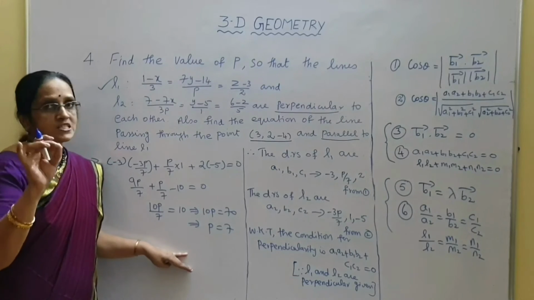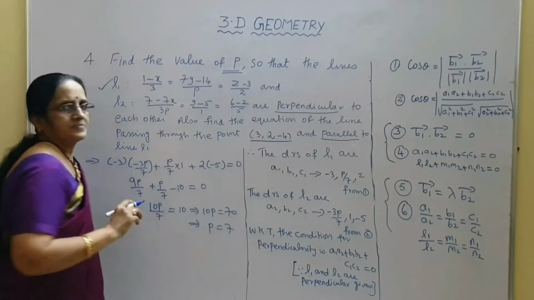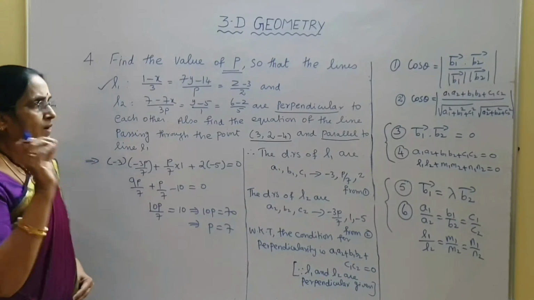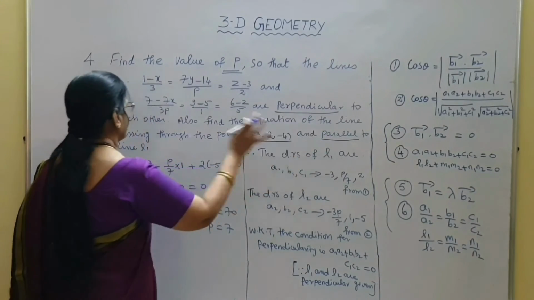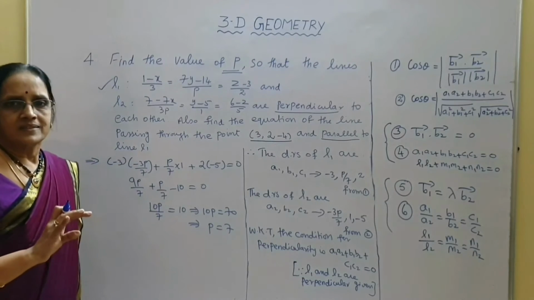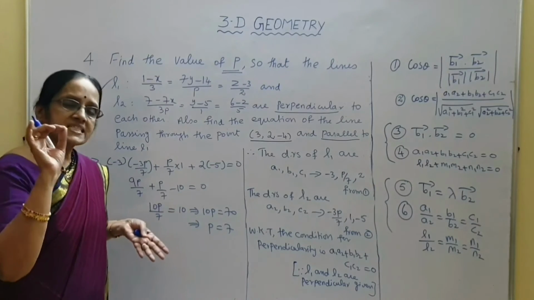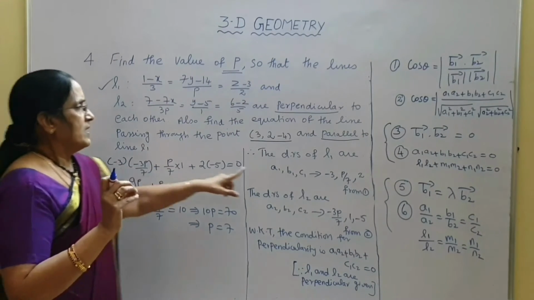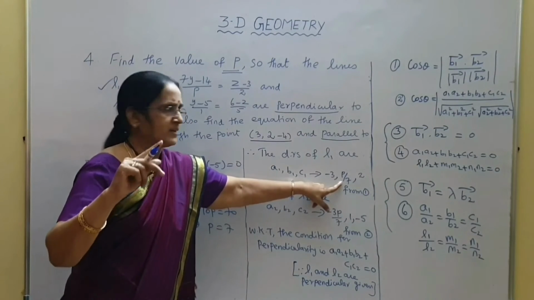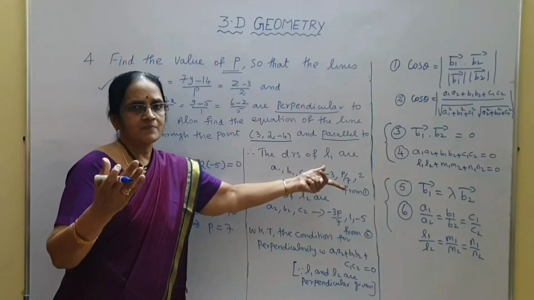We have answered the first part of the question. What is the first part? Find the value of p. So we got the value of p as 7. Now we have to do the second part. What is the second part? You need to find the equation of the line passing through this point and parallel to the line L1. Since it is parallel to the line L1, the DRs of the line are going to be the same as the DRs of L1. What we got as minus 3p by 7, that is 7 by 7, which is 1, and 2. This is what we are going to take as DRs because the lines are parallel.